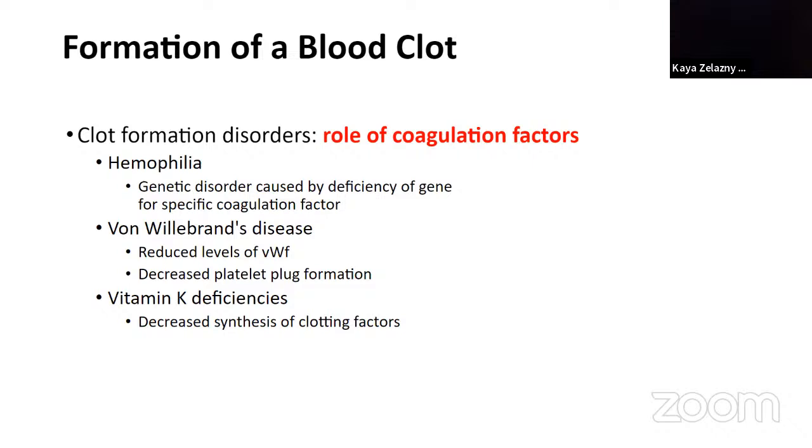Finally, if you have vitamin deficiencies, and in this case specifically vitamin K, it's harder to make the clotting factors. With those clotting factors, we do need all sorts of vitamins, minerals, atoms to actually build those proteins. So if you don't have enough vitamin K, you might not be able to make enough of that clotting factor in the first place, which would damage your ability to form clots.